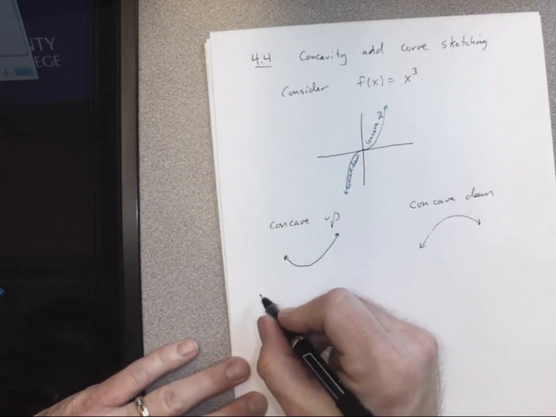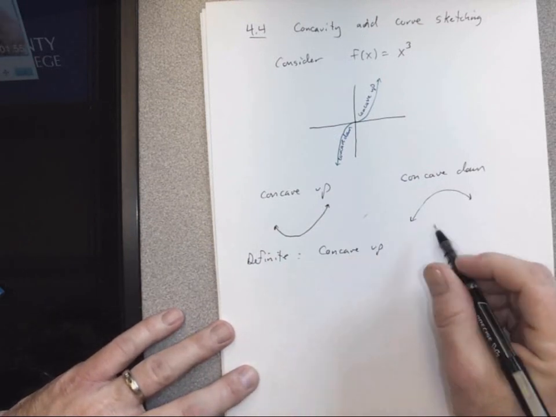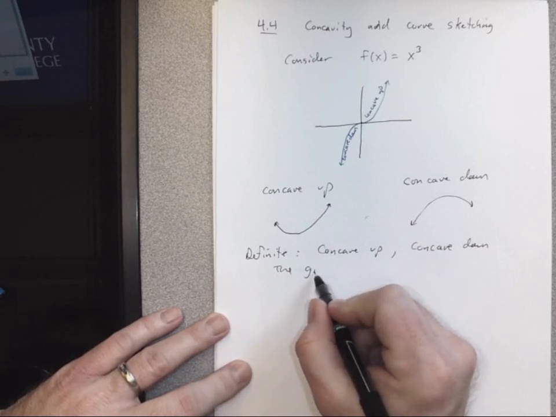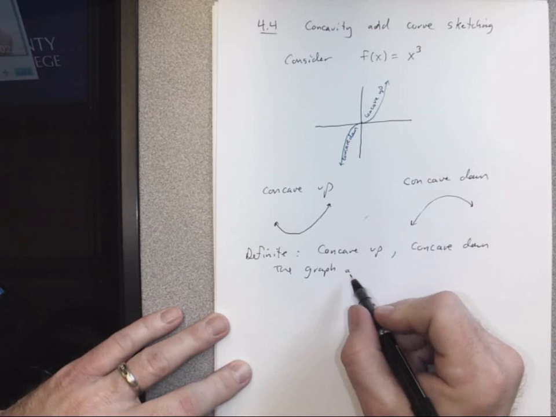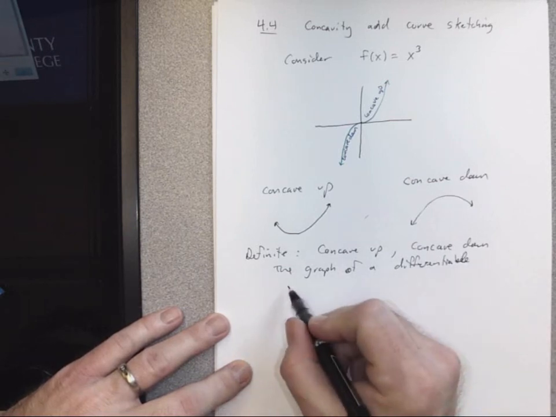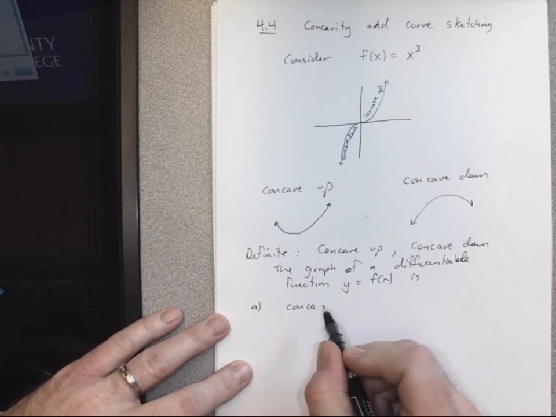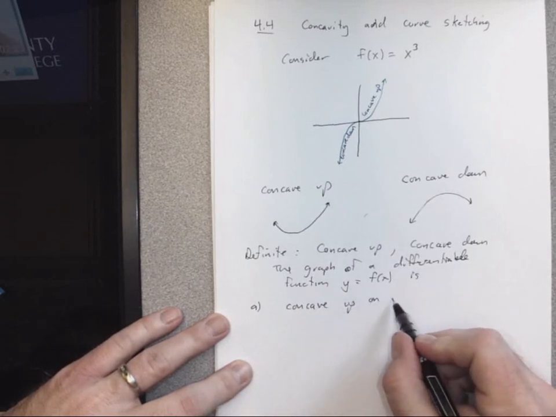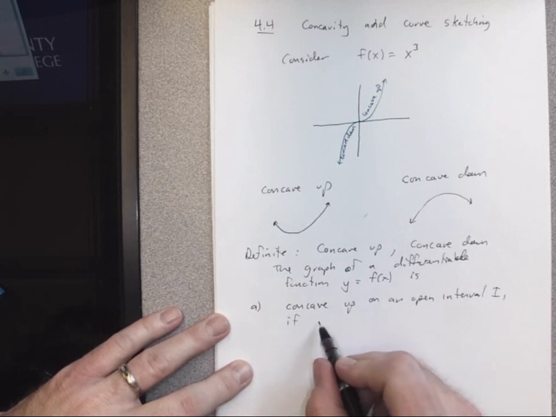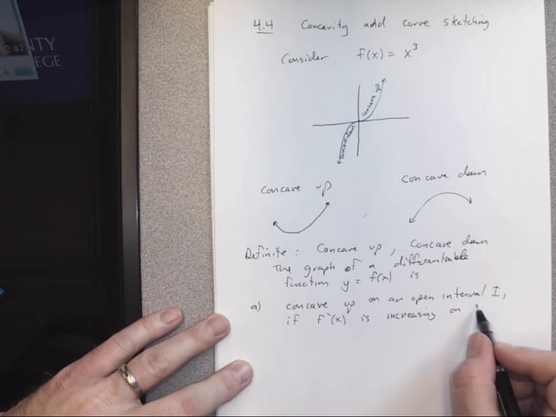Alright, definition. We have a clear definition for this. Concave up and concave down: the graph of a differentiable function y equals f of x is concave up on an open interval I if f prime of x is increasing on I. So it means the derivative is increasing.